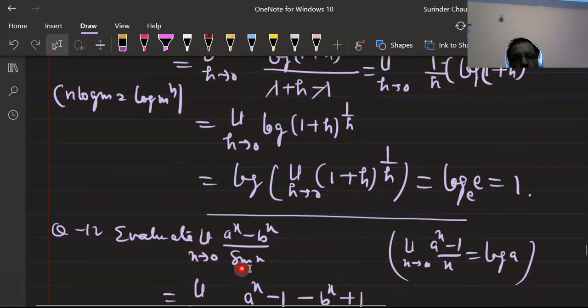Evaluate the limit of (a to the power x minus b to the power x) upon sin x, limit x tends to 0. Now we'll use the formula. A to the power x, b to the power x. Limit x tends to 0 of (a to the power x minus 1) upon x is equal to log a. And (b to the power x minus 1) upon x is equal to log of b.